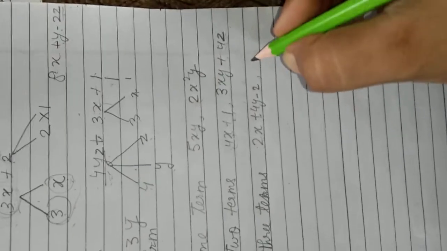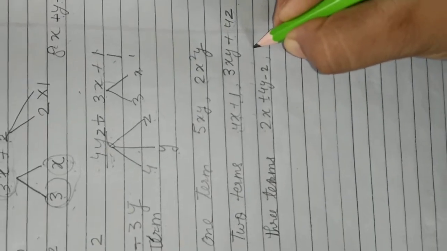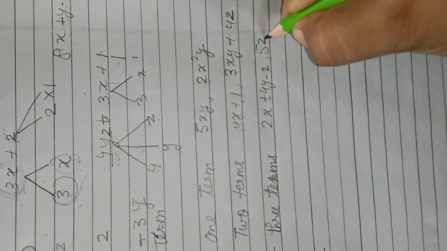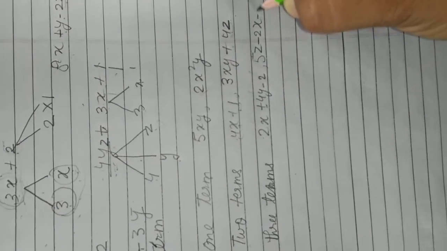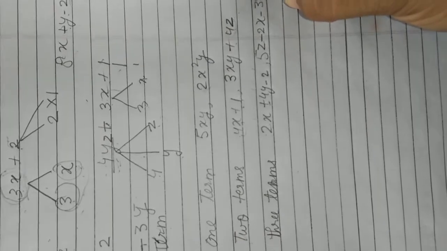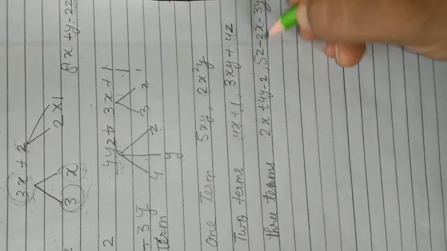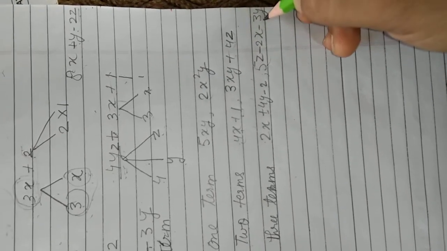You can write over there another example: 5z minus 2x minus 3y. So 1, 2, 3. This expression also has 3 terms.